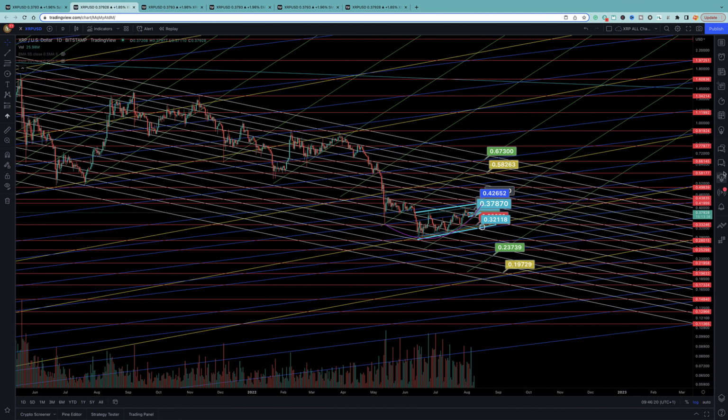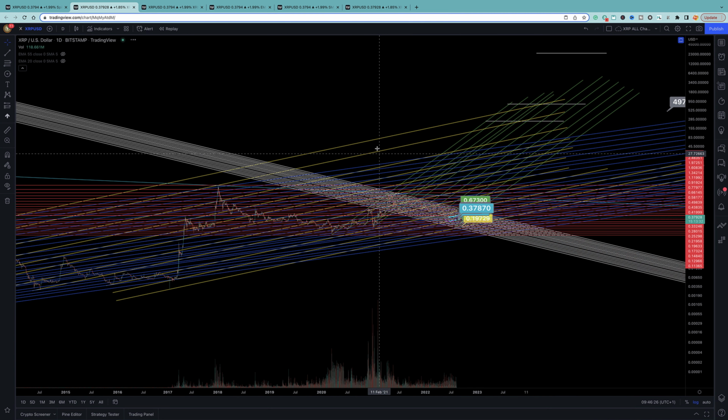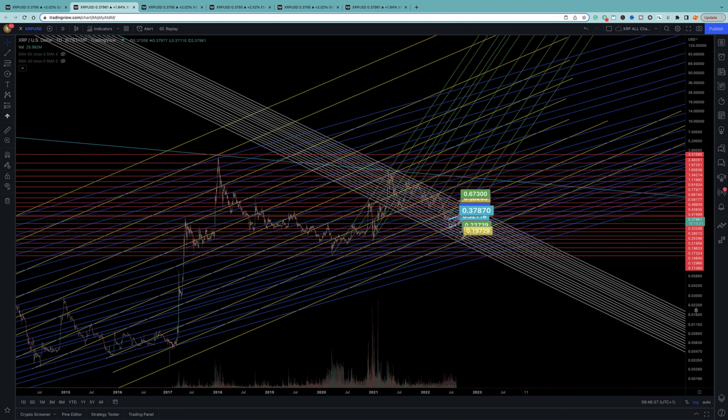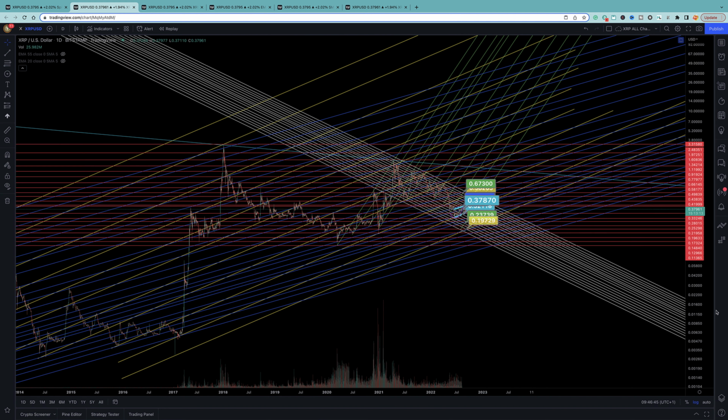It has all the channels from ascending, descending, and then the horizontal support and resistance. It has two parabolic channels on it. The yellow lines are parabolic and the green lines are parabolic. The rest are simple dailies.